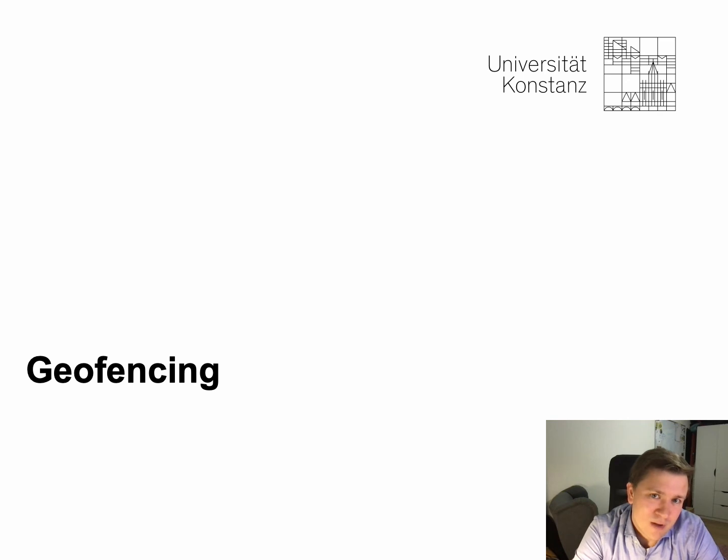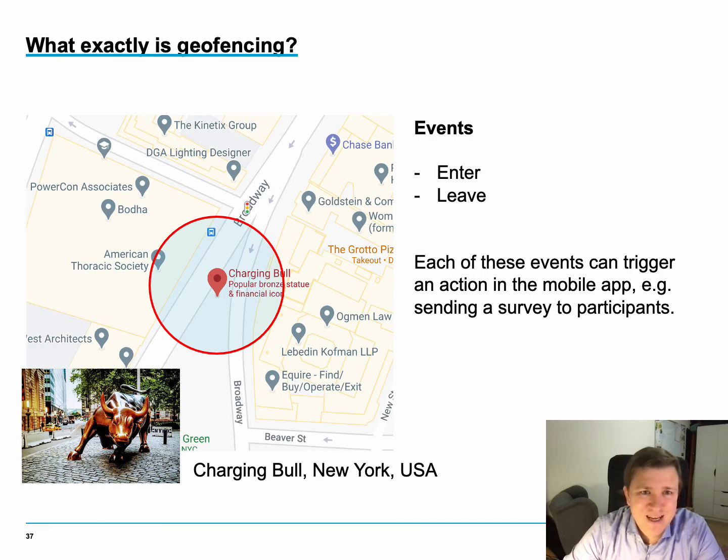And now let me talk a bit about the special feature of Samply, which allows you to conduct studies with the geofencing method. But first, what exactly is geofencing? Geofencing entails defining a border around a geographical location, such as the statue of the charging bull in New York in this example. Incidents of entering, leaving or staying within the boundaries for some time can be detected by a smartphone, and each of these events can trigger an action, such as sending a survey to a participant.